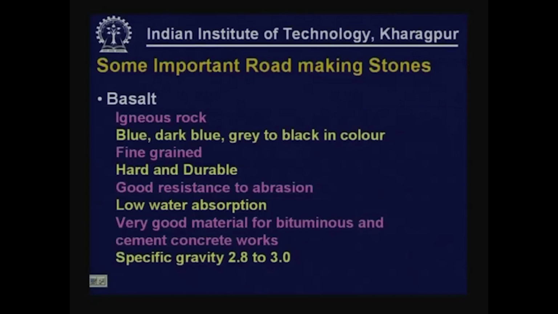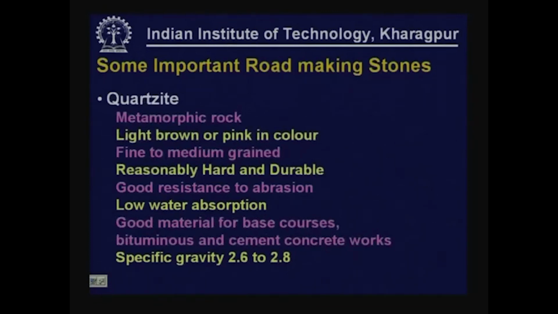The next variety of rock that we will discuss is basalt. This is also an igneous rock. Color could be blue, dark blue, gray to black. It comes in various colors, normally fine grain. This is also a hard and durable material. This will also have good resistance to abrasion, also will have low water absorption. These are very good material for bituminous and cement concrete works. Compared to granite, basalt has higher specific gravity in the range of 2.8 to 3.